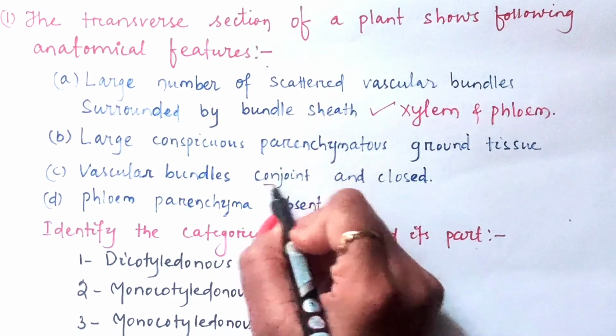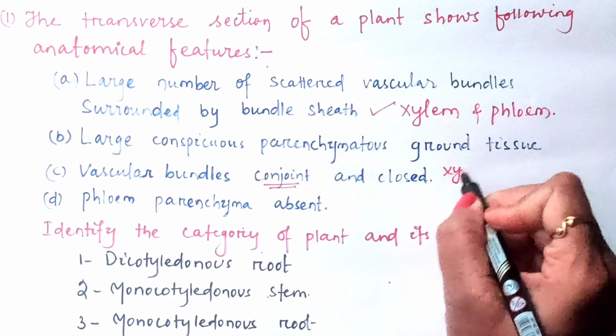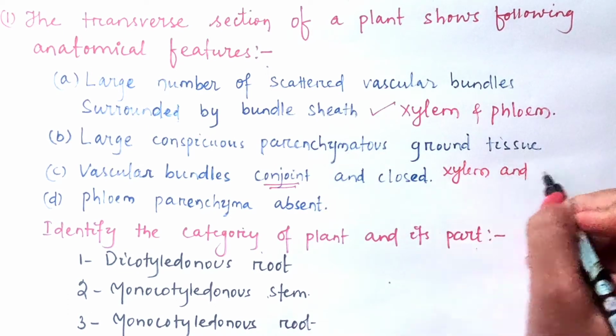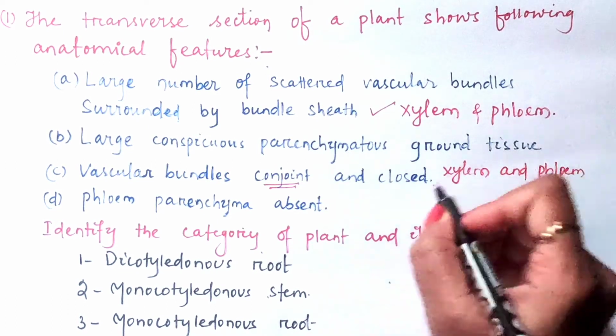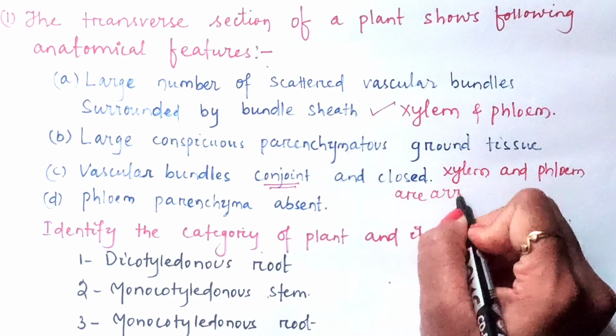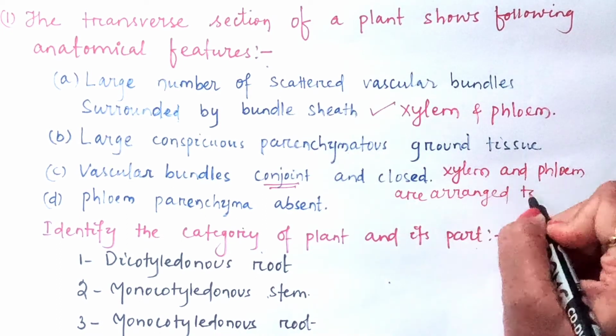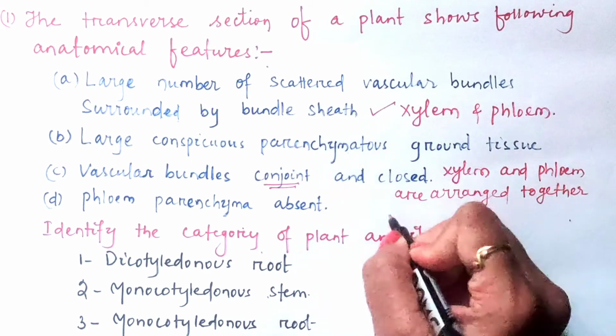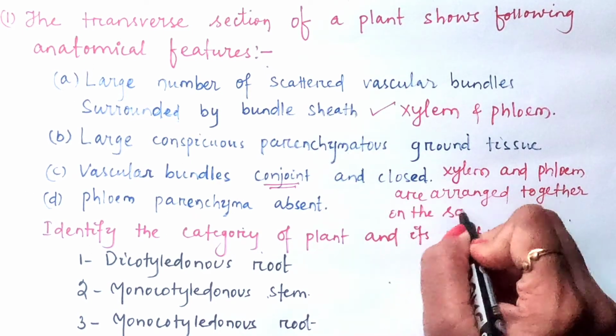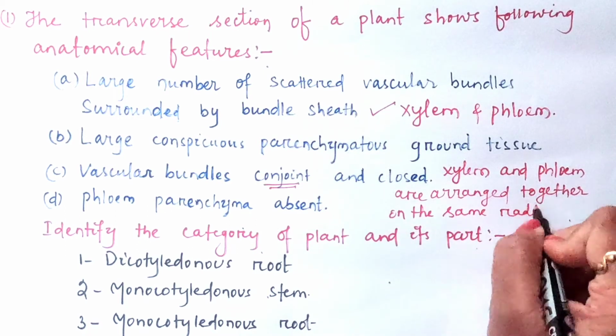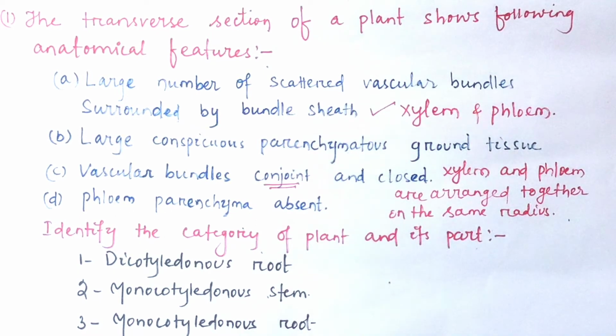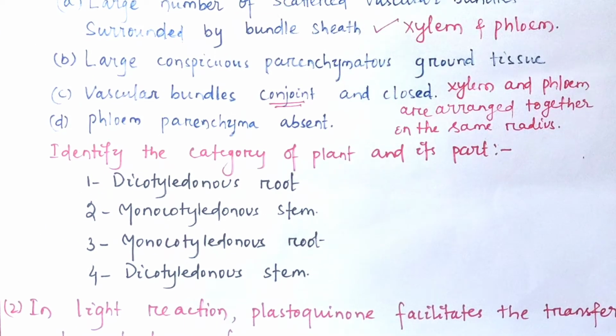Here conjoined means the vascular bundles, that is the xylem and phloem, are arranged together in the same radius. So all these characteristic features are found in monocotyledonous stem. So the correct answer of this question is monocotyledonous stem.